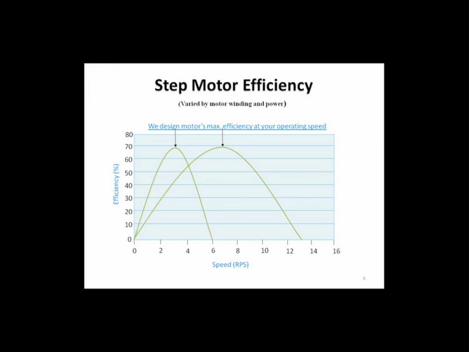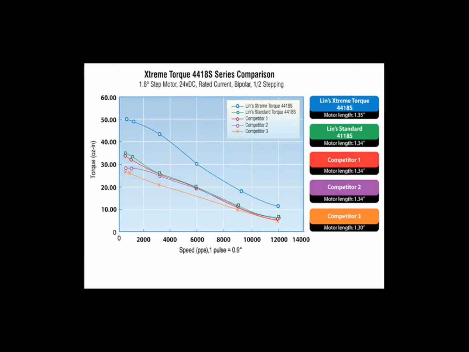Now, some customers ask, well, what if I wanted a motor that had increased torque throughout the entire operating range instead of just at one particular efficiency point? This is where you'd have to go through a completely new construction. So what we have here is the XT, or Extreme Torque series, by Lin Engineering.